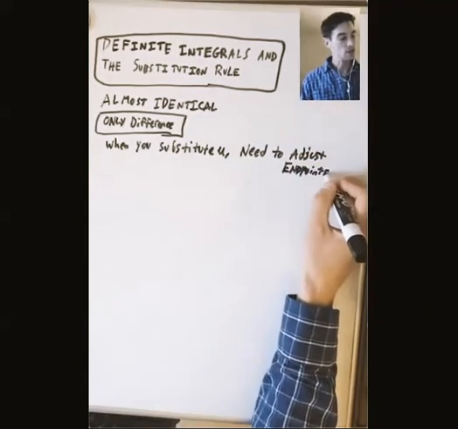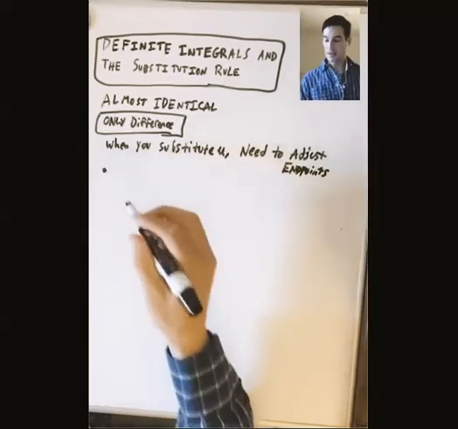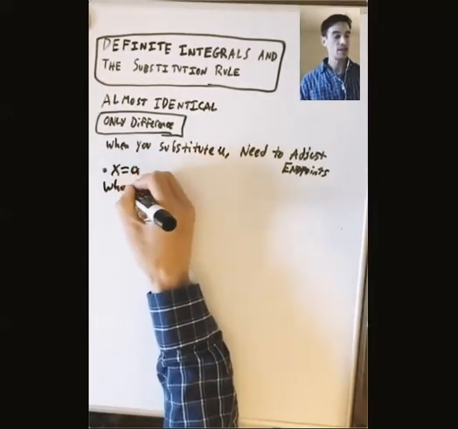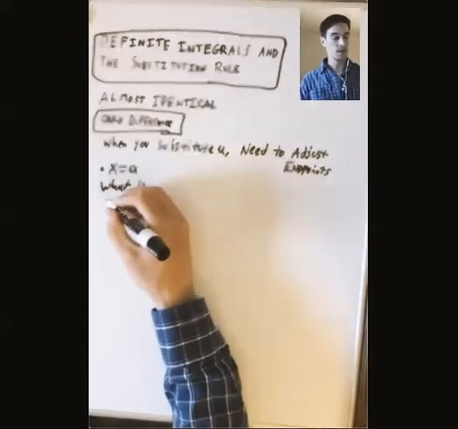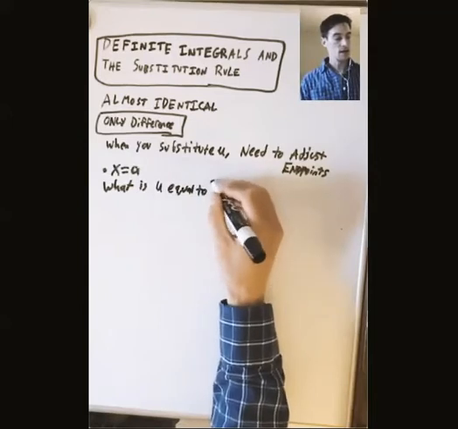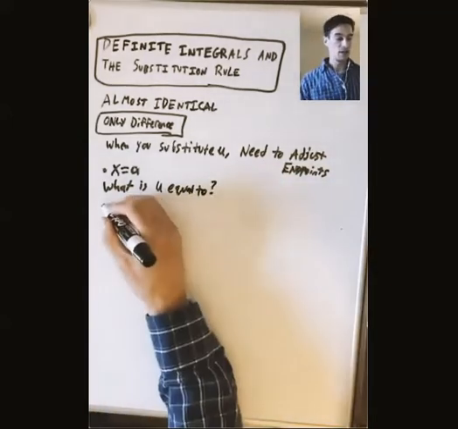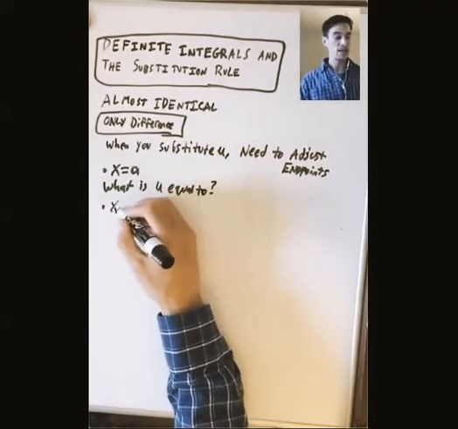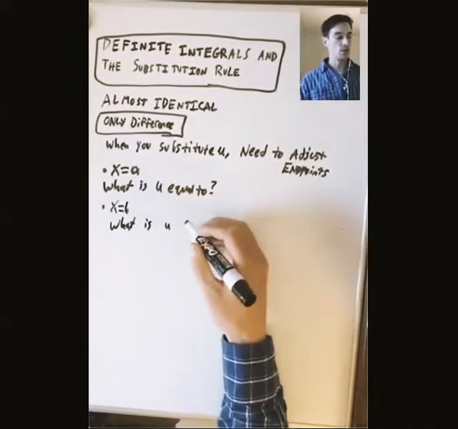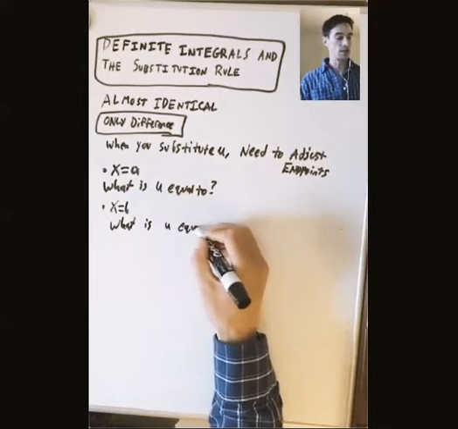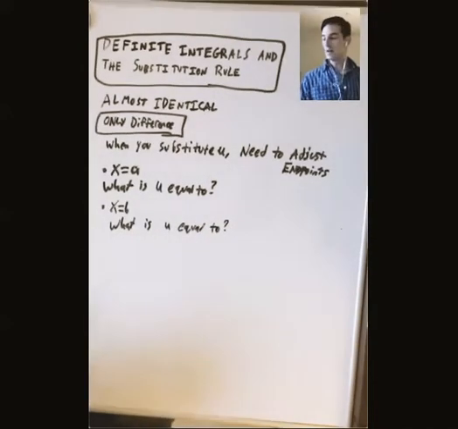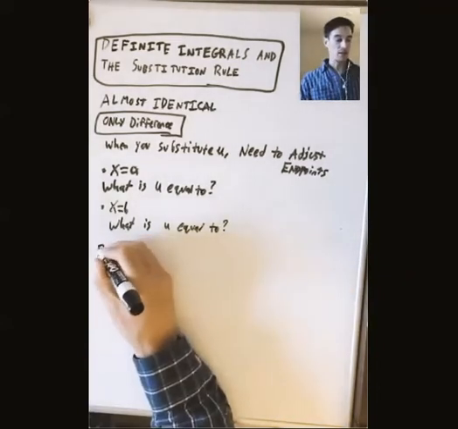Okay, what does it mean to adjust the endpoints? It says when x equals a, what is u equal to? And similarly, when x equals b, what is u equal to? Those will be your new endpoints. So this is the kind of thing where it's easiest to get a hang of it with an example.